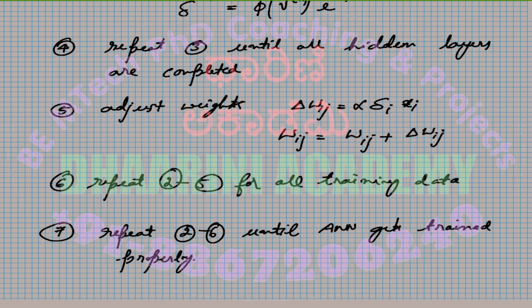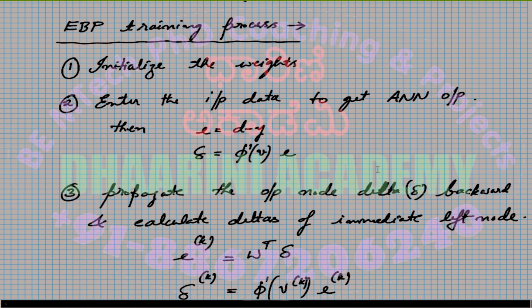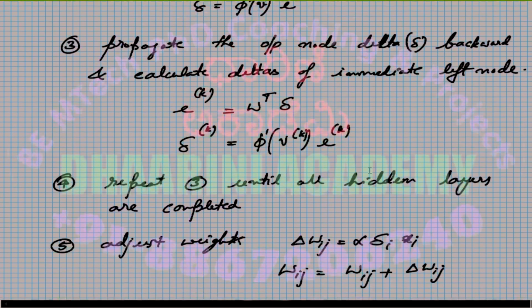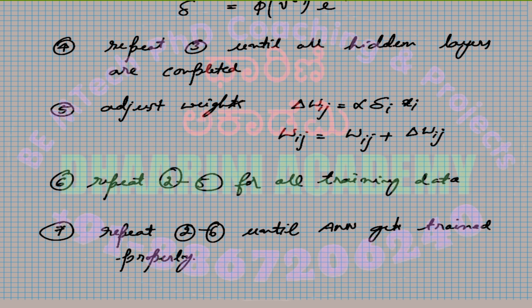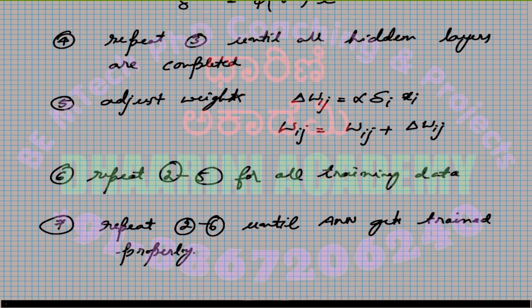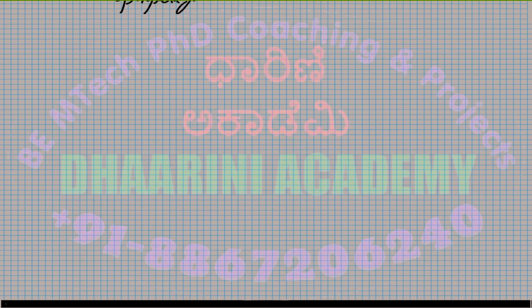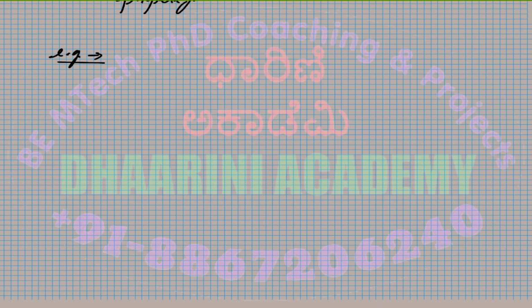We were looking at the back propagation, and these are the 7 steps to be followed in any back propagation algorithm to train a neural network. All right. Now let's go for an example of error back propagation.